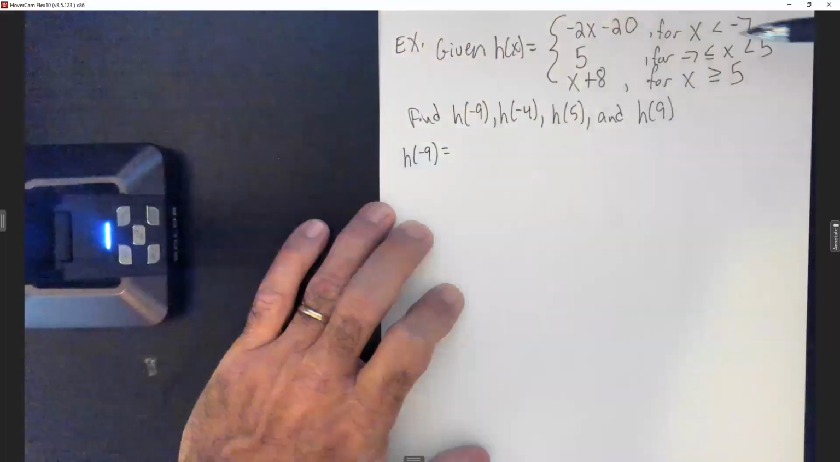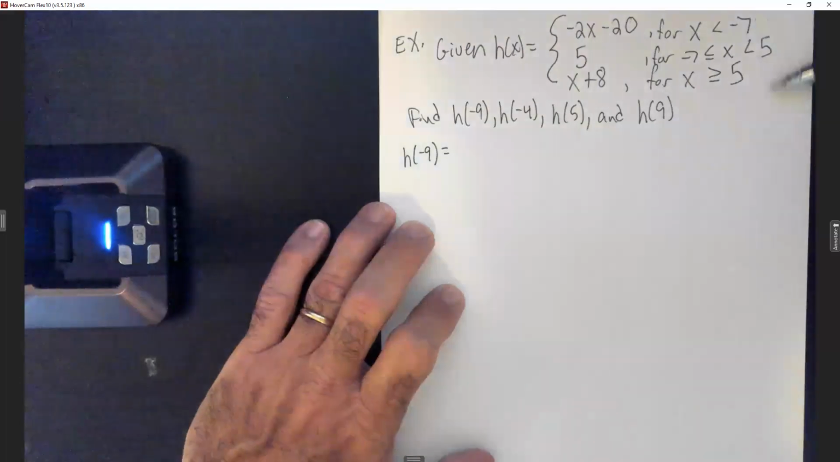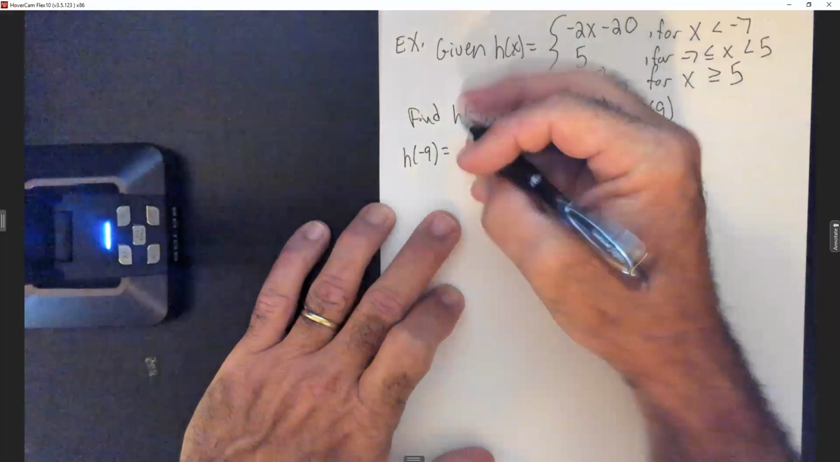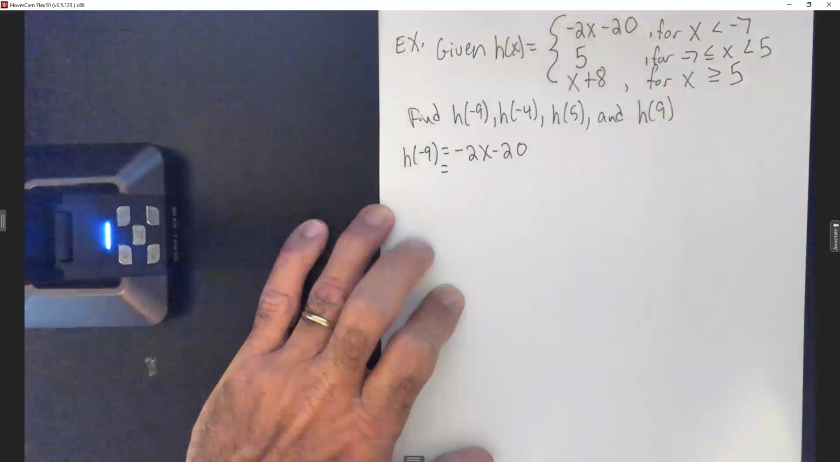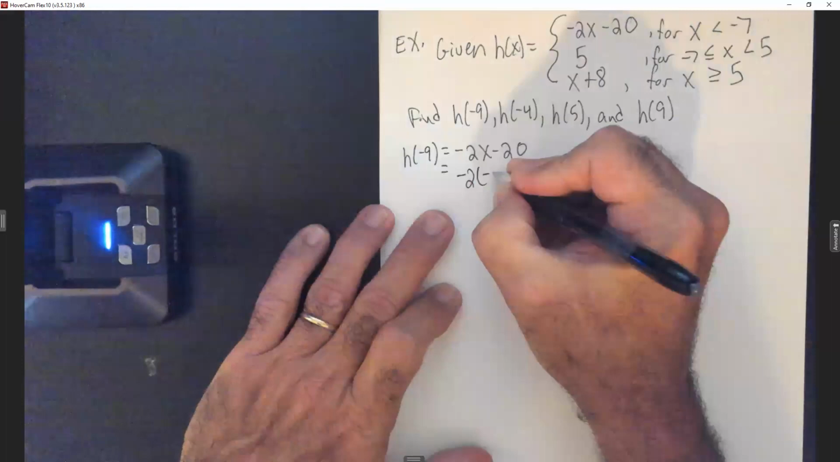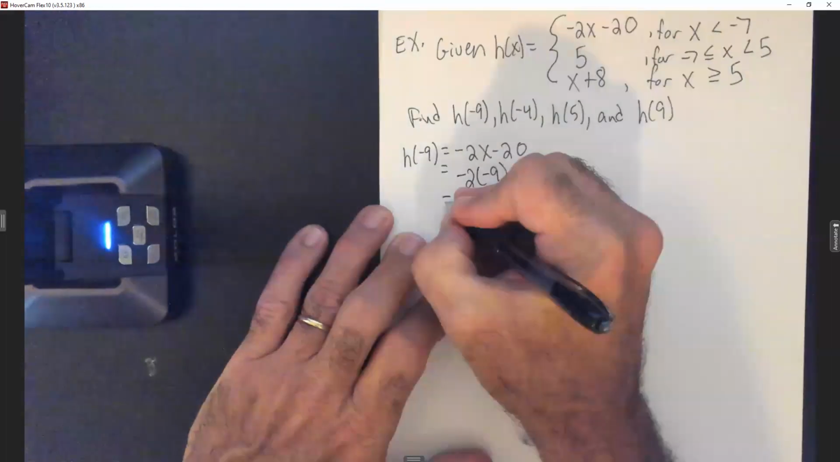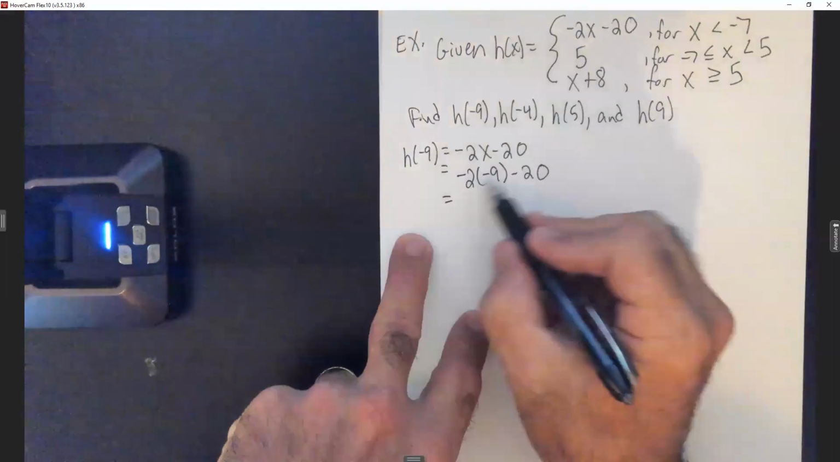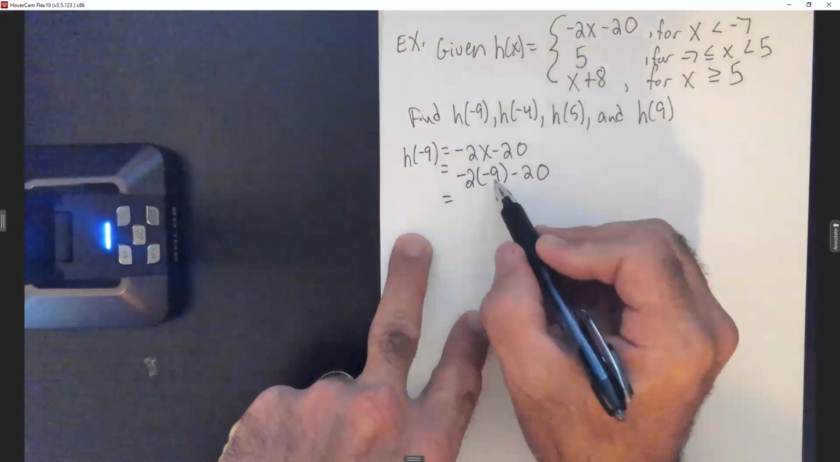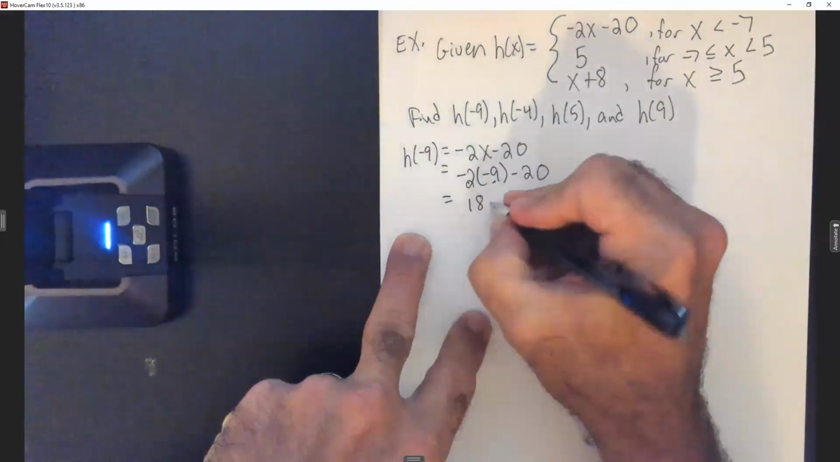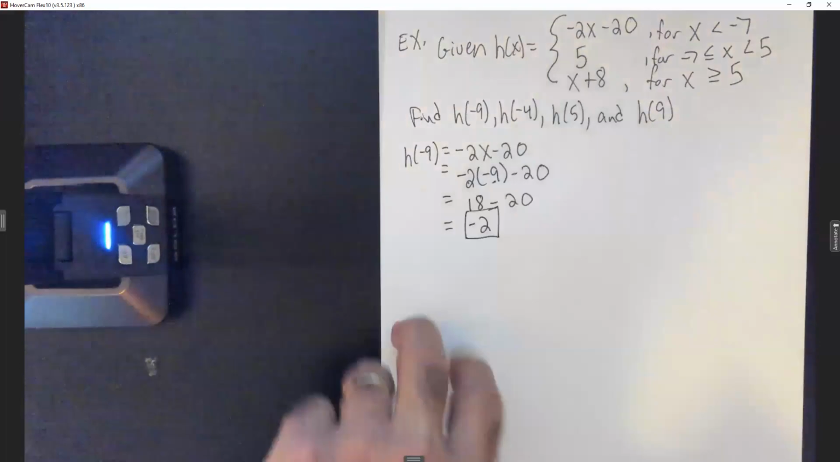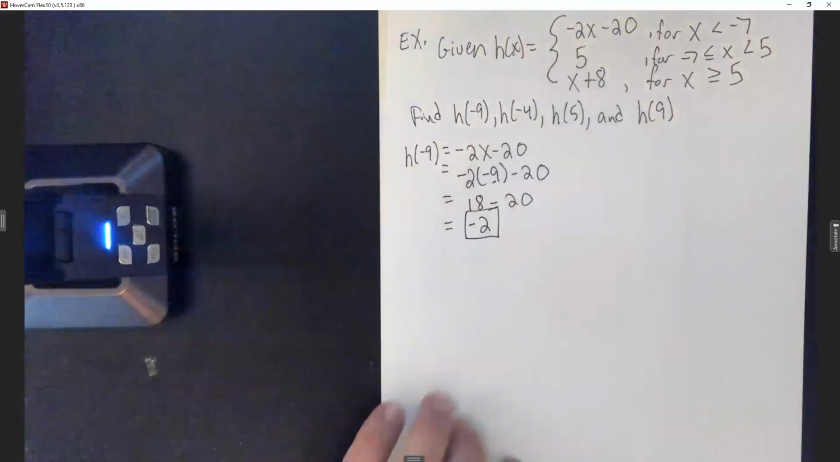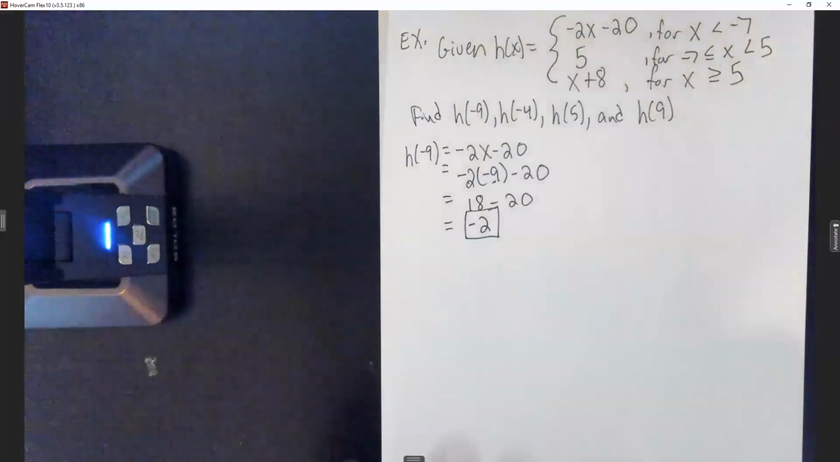I got to figure out which one of these my negative 9 is going to fall into. So let's see, negative 9 less than negative 7 is true. So I'm going to use the top equation, negative 2x minus 20. Now, put that negative 9 in for the x, so you got negative 2 times that negative 9 minus 20. Order of operations wants me to multiply before I subtract, so that negative 2 times that negative 9 is a positive 18 minus your 20. And y'all, 18 minus 20 gives me a negative 2. Okay, so main thing on these is just watching signs when you're adding and subtracting.